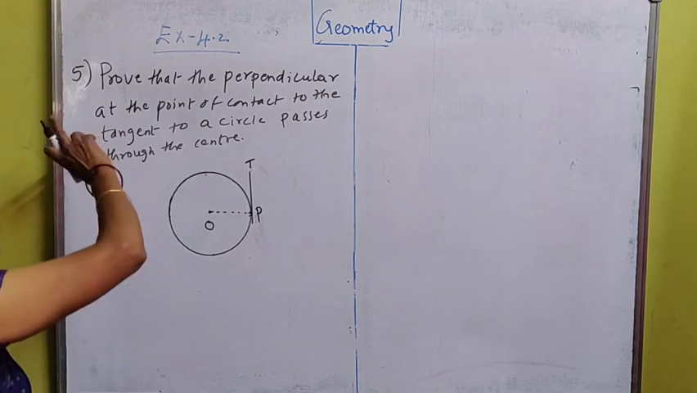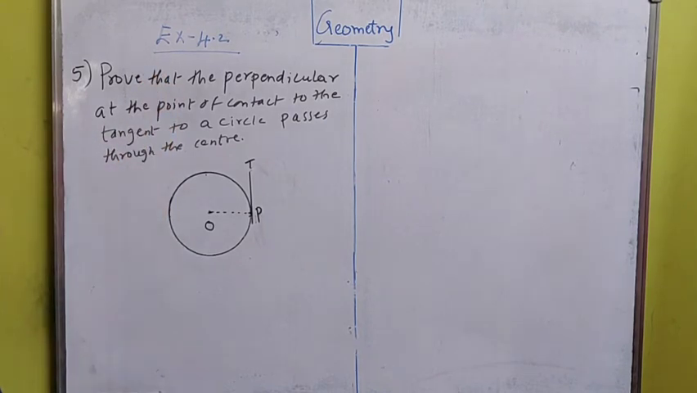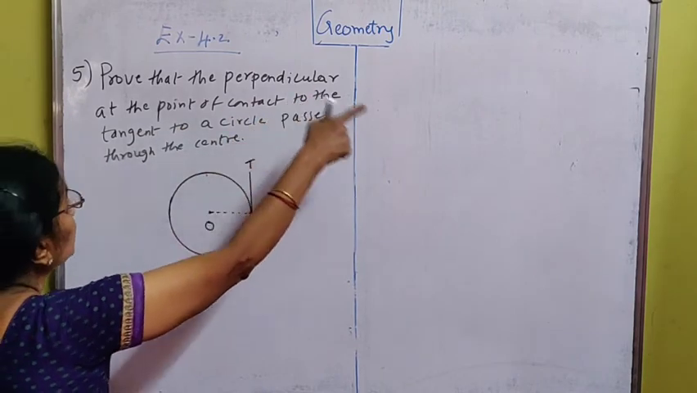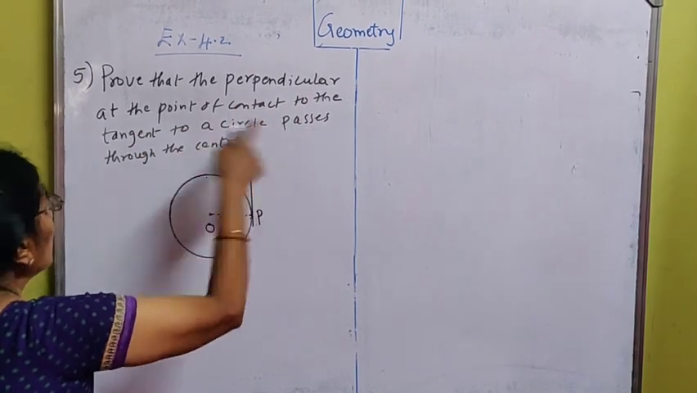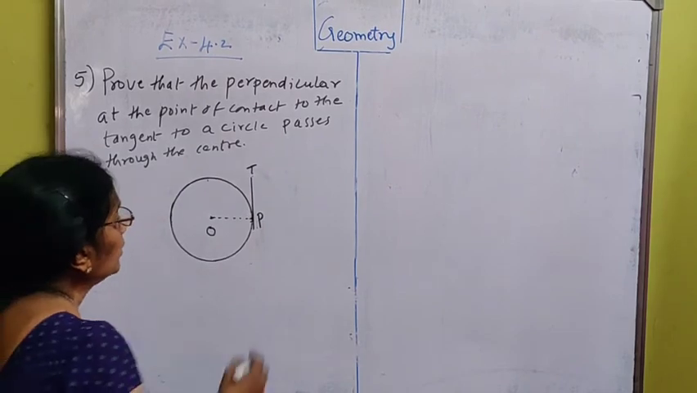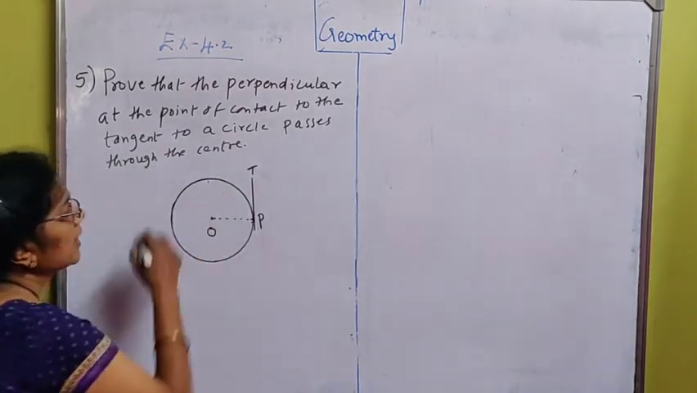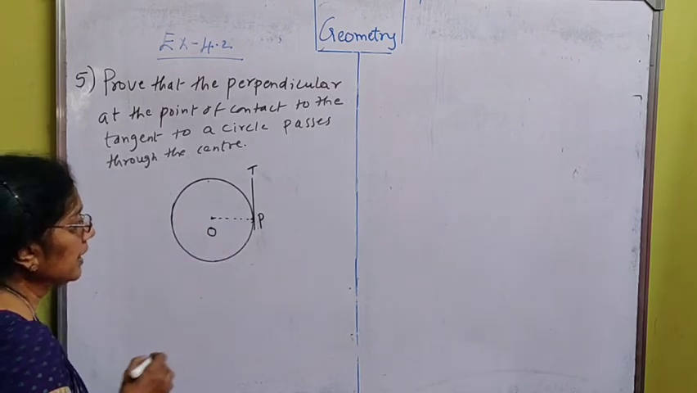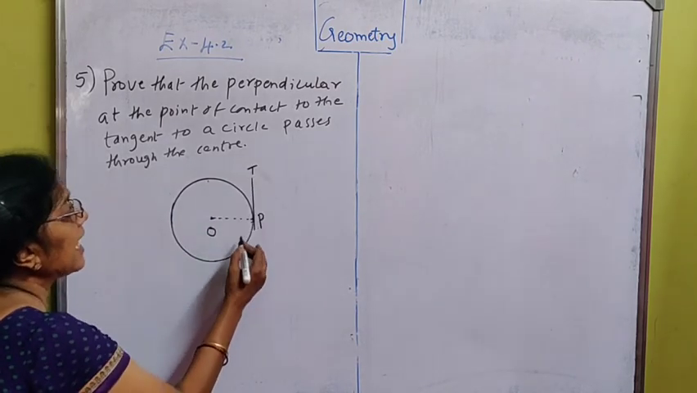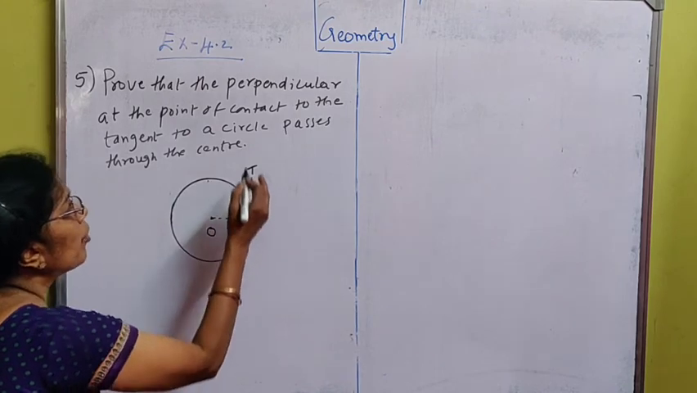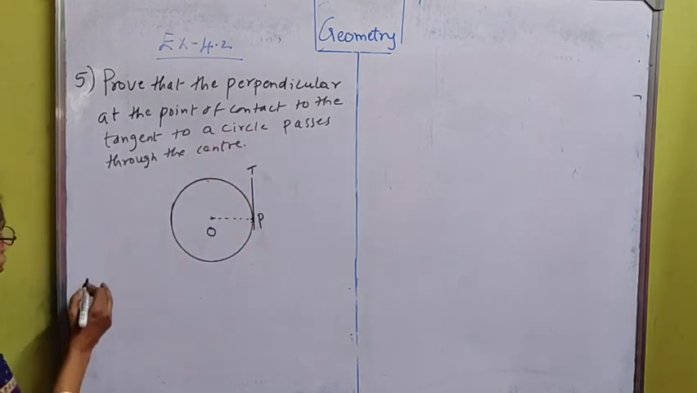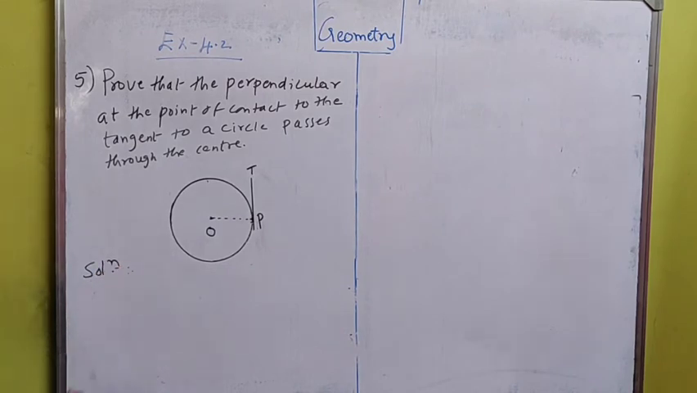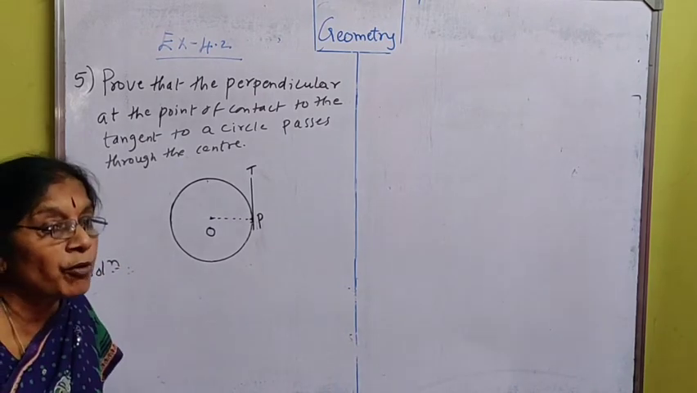Let us see problem number 5 in exercise 4.2. Prove that the perpendicular at the point of contact to the tangent to a circle passes through the center. So I have drawn over here a circle with center O. So O is the center of the circle. Then PT is the tangent where P is the point of contact. So what is the solution we are going to write down? This is nothing but a statement of your theorem 4.1.